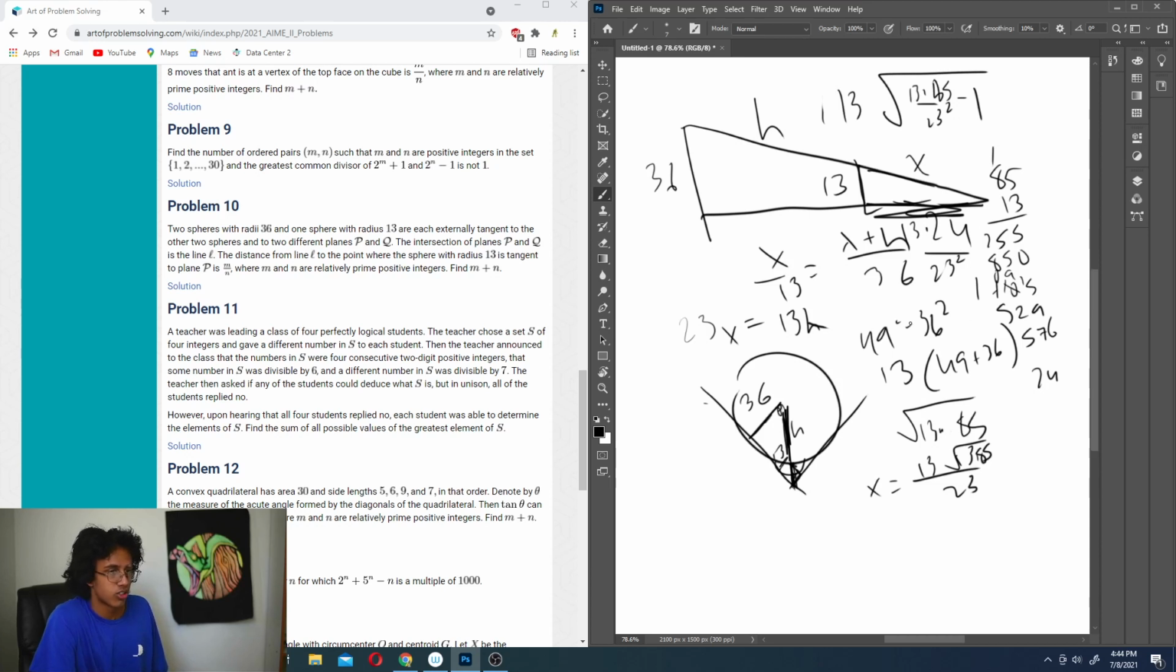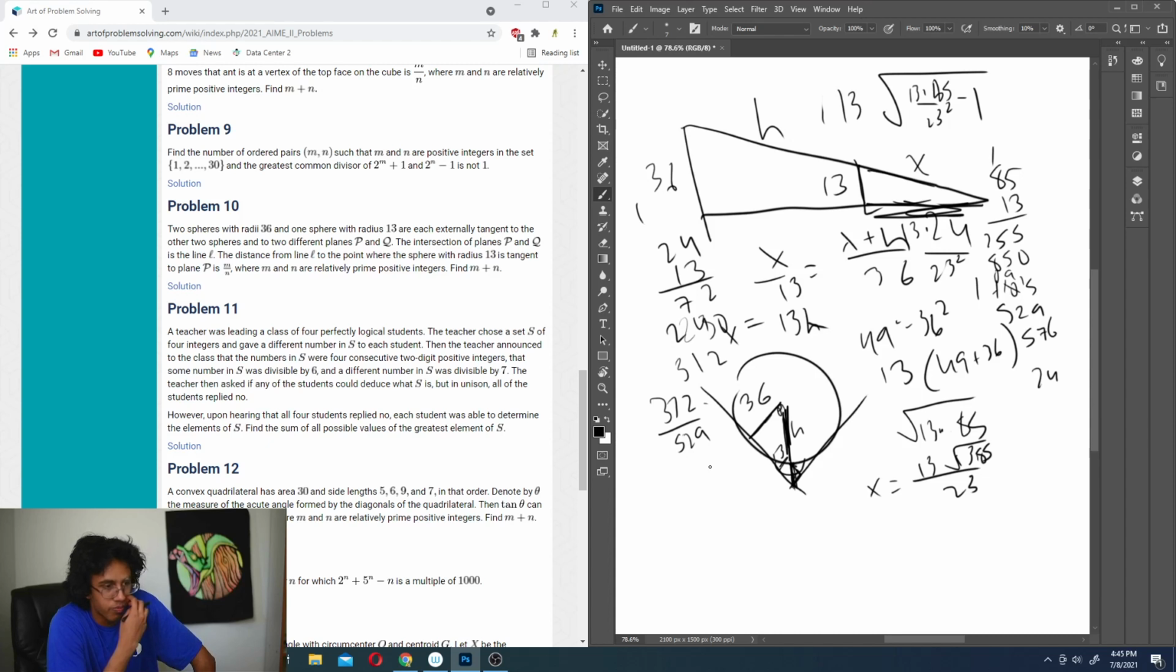Okay, so what's 13 times 24? Wait, what? My brain is not malfunctioning. Okay, hold up. 2, 1, 7, 0, 4, 2, 3, 1, 2. So 312 over 529, and that gives us, that doesn't seem right. Is that right? That seems like a big number. Okay, yeah, that's probably right. So essentially you get like 830 or 841.